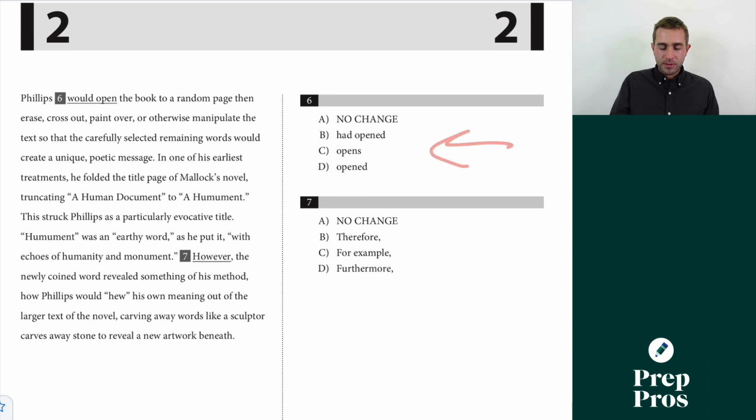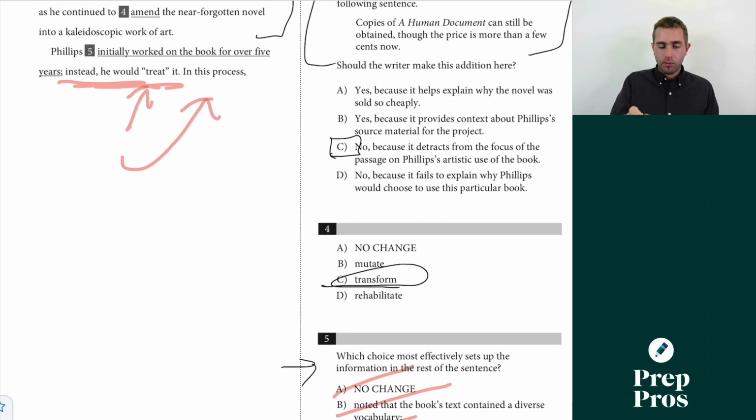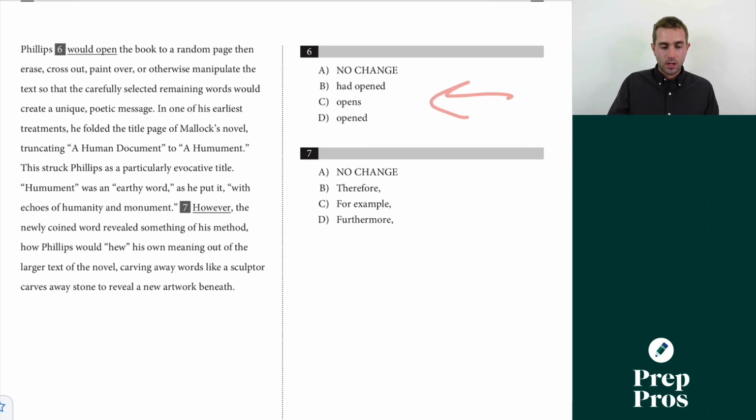Now, this is just going to be a verb tense question here. So I'll go back through. So in this process, Phillips would open the book to a random page, then erase, cross out, paint over, or otherwise manipulate the text so that the carefully selected remaining words would create a unique poetic message. Well, many of these verb tense questions, it's really hard sometimes for students to put their finger on why a tense is right versus wrong. Most of this you'll just be able to hear, but if you're ever stuck, it often has some parallel structure to it. So you're just matching up to a tense later in the sentence. Would open, would create, these two are matching up. That's how we can tell that A is our correct answer there.